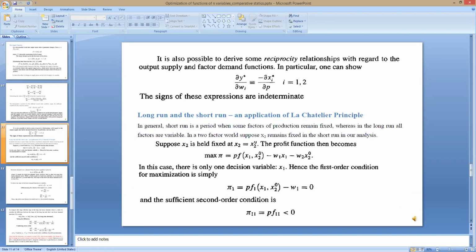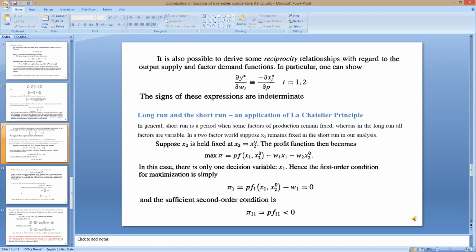Yeah, definitely. Ma'am, I was saying that in the long run, all the inputs are considered to be variable, whereas in the short run, we consider that some inputs are assumed to be constant. Very good. Yeah, you give the example. Like, ma'am, in the short run we generally consider capital to be constant. If we consider two inputs L and K, in that case, we consider capital to be constant in the short run, whereas both labor and capital are variable in the long run. Okay, very good.